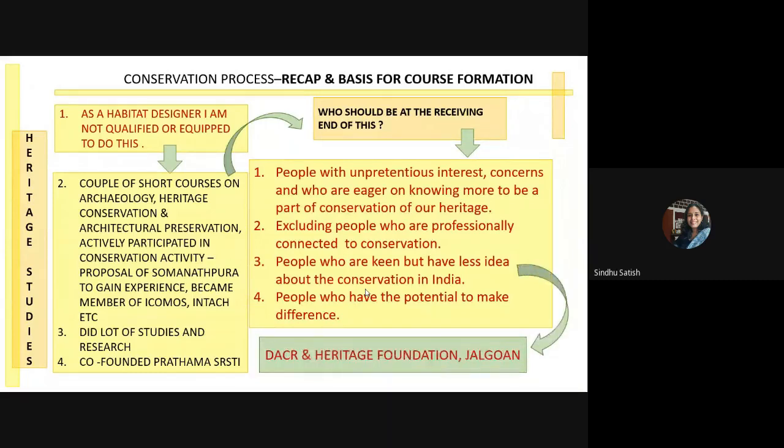Now the next thing was what should be the forum where I would be discussing, because most of the forums that I come across as an educator are largely institutions and students and faculties and people who are in the profession, who know about all these things most of the time. So that's when I was, at the right time, exposed to DACR and Heritage Foundation Jalgaon, and to Bhujanga Bobde sir, who was very kind to give me this platform to share this knowledge, however little it is. So I really thank him for this. And this is how this course happened, and the course was formed.